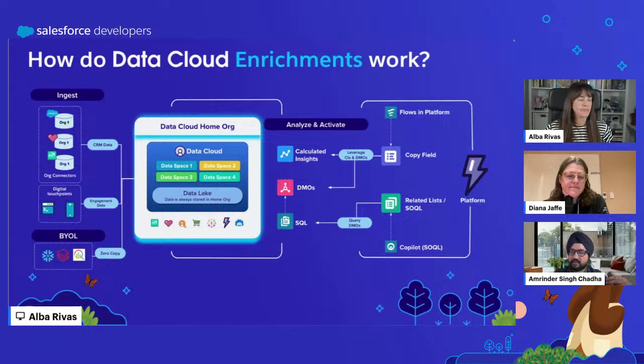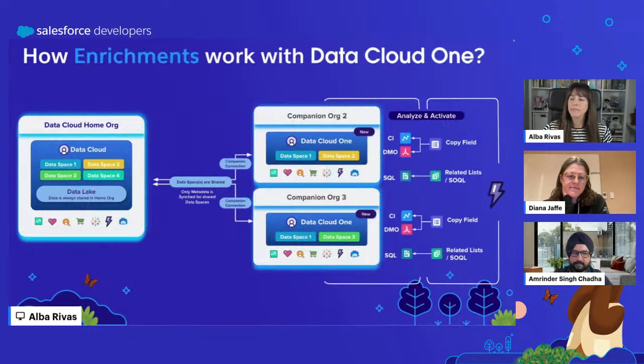So, you know, Data Cloud enrichments is native functionality in the platform, so it can power flows. For example, copy field can power flows in platform, and it can power your trusted AI as well, because everything is natively built into the Salesforce platform. Can we move to the next slide, please?